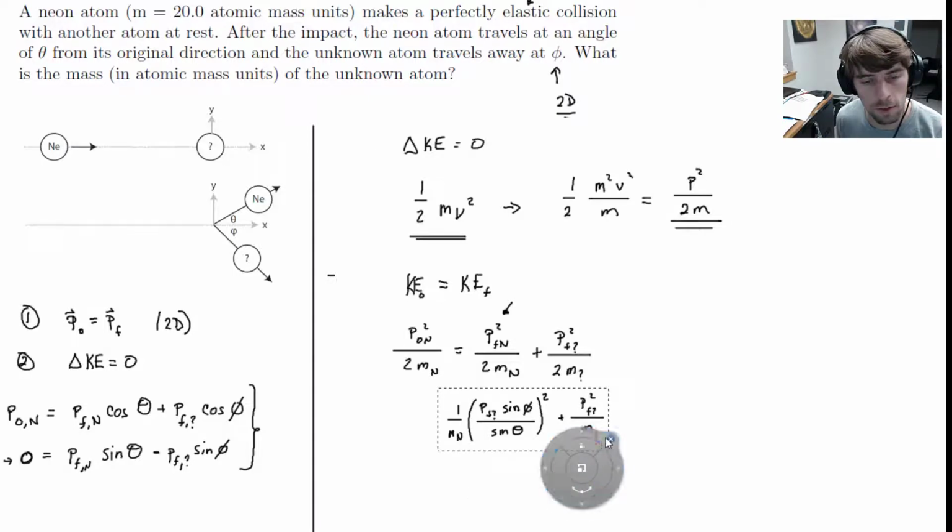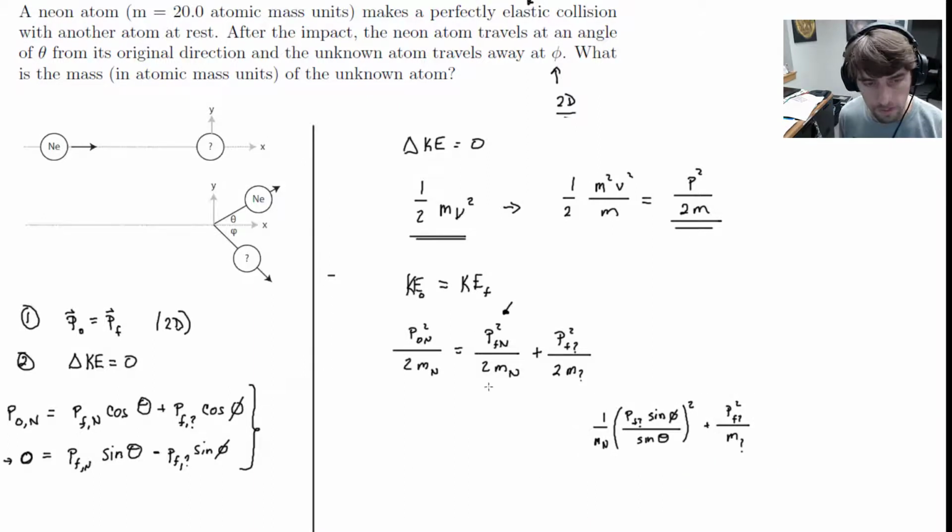And I fear I haven't left myself enough space, so let's just scoot this over a little bit. There we go. So that takes care of the right side of the equation. Let's go ahead and take a shot at the left side. We have 1 divided by the mass of the nitrogen. And I have an expression for the initial momentum right here. So I'm going to take this and substitute it in. And what I have is P final of the nitrogen cosine of theta plus the final momentum of the unknown particle cosine of phi squared.